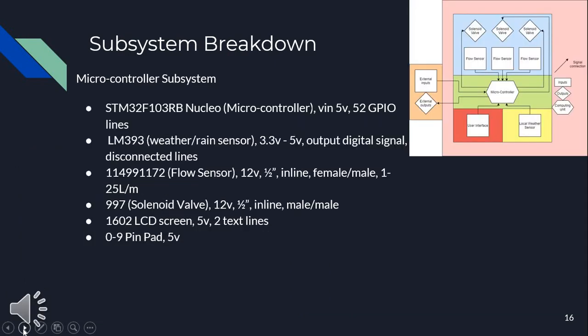So for this subsystem, our microcontroller is the STM32F103RB Nucleo. We use it in our classes 487 and other software programming classes. It requires 5-volt input, and it has 52 general purpose input-output lines, meaning that we can hook up 52 different components in basic signals, so giving them simple inputs and outputs, which is what we're doing here.